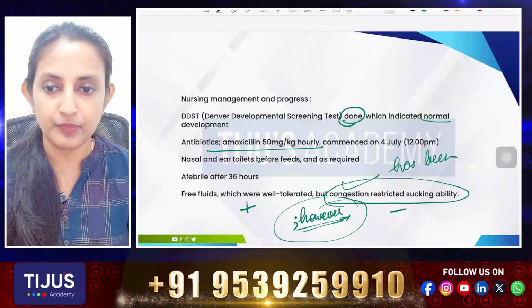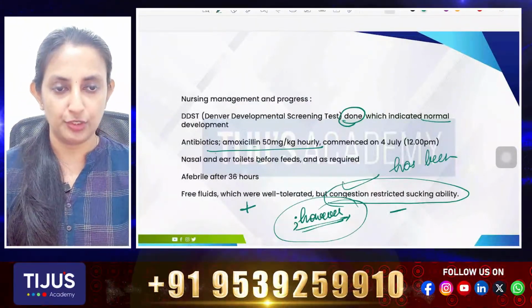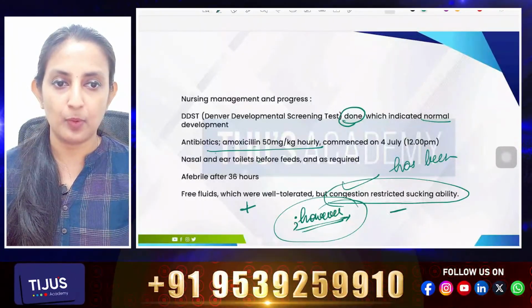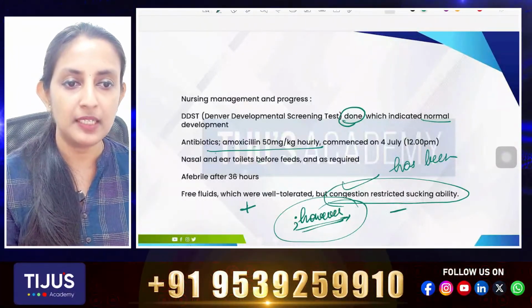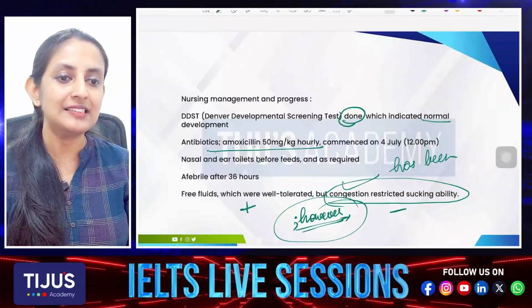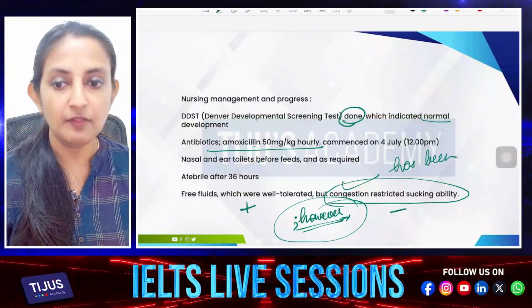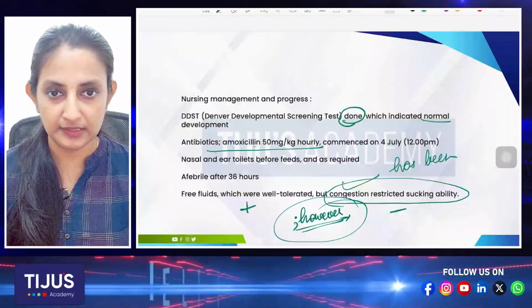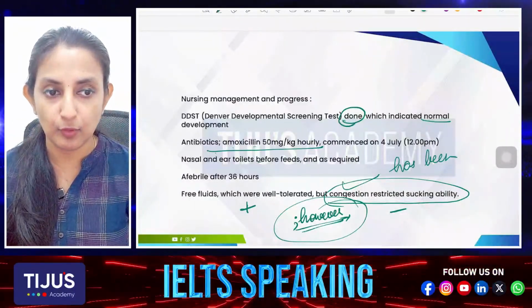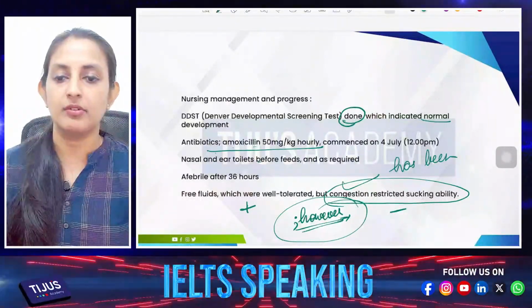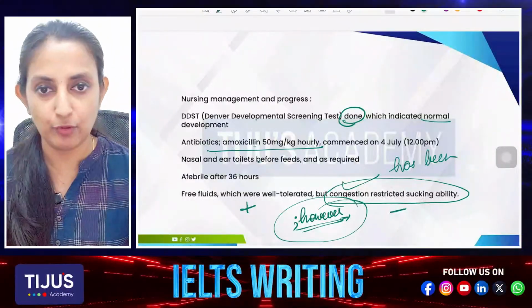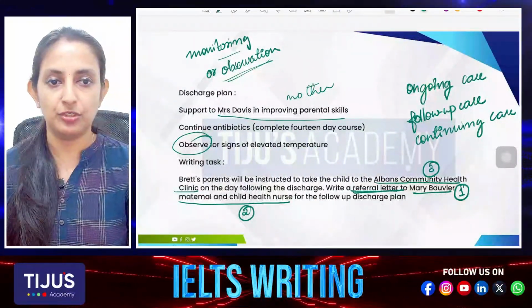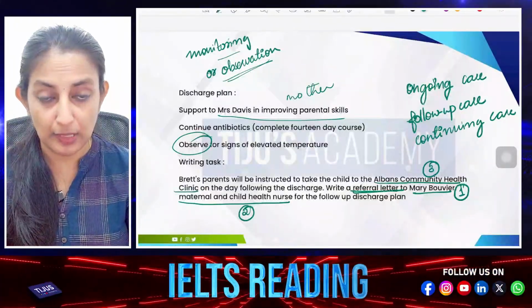So that is what we mentioned there. Okay, so under nursing management and progress, we have managed with the medication and he was also provided nasal and ear toileting before each feed, which gave him good progress, and he started tolerating free fluid, however congestion restricted his sucking ability. This is how we have to construct this information into sentences. And fine, that is all about the present.